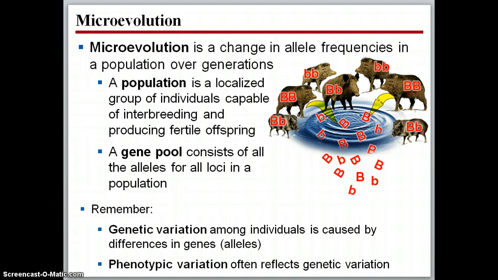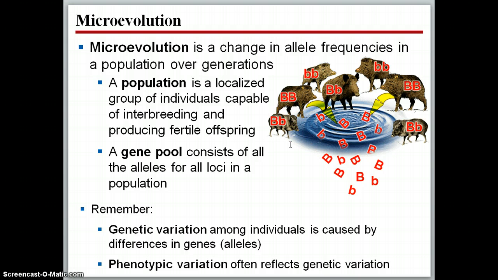and produce fertile offspring. Within that population, they have a gene pool. This is all the alleles for every single gene that is possible within that population, all together. You can see here, it's not technically a pool, but this is a population of boar. We're just focusing on the B gene here, so every single allele would be part of that gene pool.